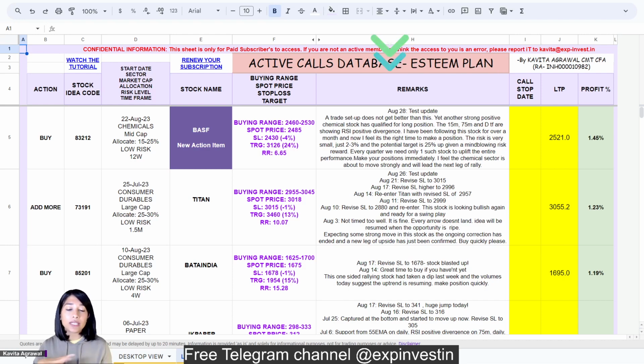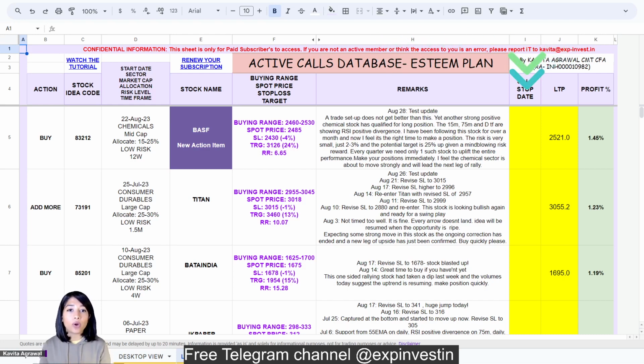So basically we're trying to simplify swing trading for you, and we are normalizing the volatility and helping you do that in a very risk managed and proper capital allocated manner. Next is the call stop date.